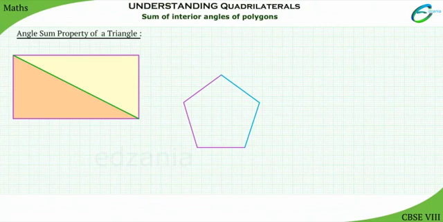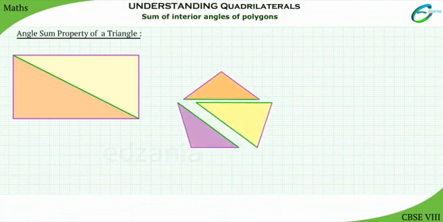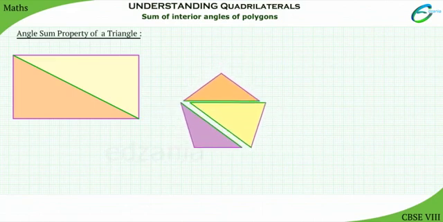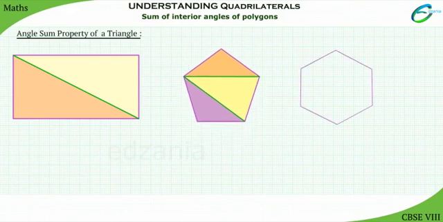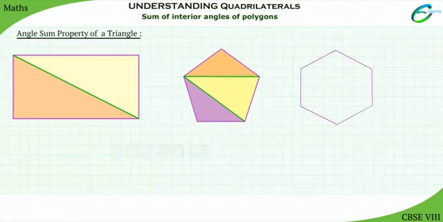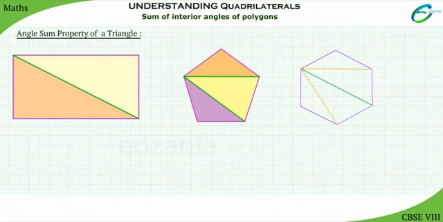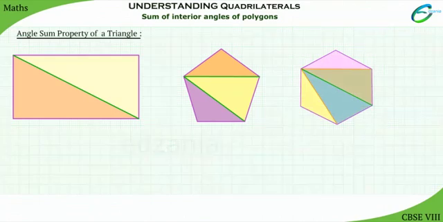How many sides are there in a pentagon? 5. How many triangles can be formed in a pentagon? 1, 2, 3. 3. What type of polygon is it? Hexagon. The number of sides of a hexagon is equal to 6. The number of triangles formed in a hexagon is equal to 4.